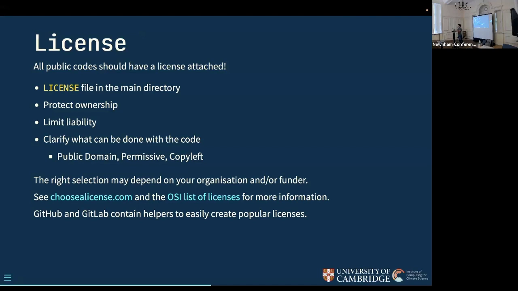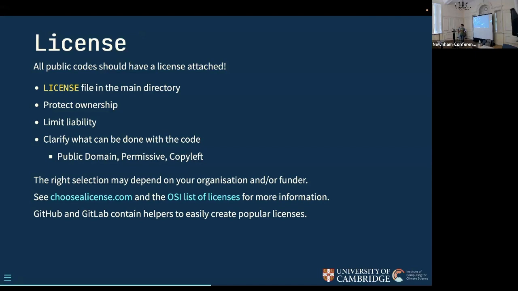So if you release code with no license attached and someone uses it to do nefarious or other things, they may choose to come after you at a later point. Whereas if you've got a license that clearly states what they do is their responsibility, that's quite useful.